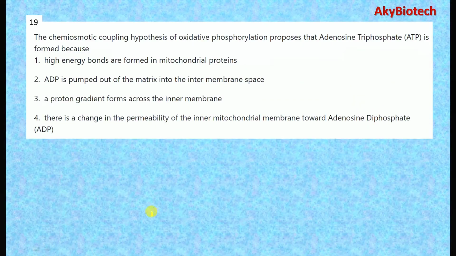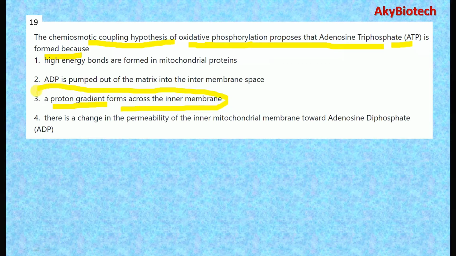Number 19. The chemiosmotic coupling hypothesis of oxidative phosphorylation proposes that adenosine triphosphate is formed because the correct one is this. In the electron transport chain, in the oxidative phosphorylation process, ATP is formed because of a proton gradient that forms across the inner membrane. So ATP is finally formed due to the proton gradient.